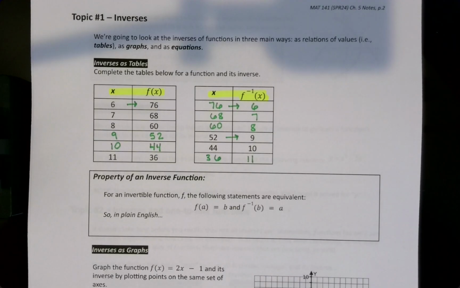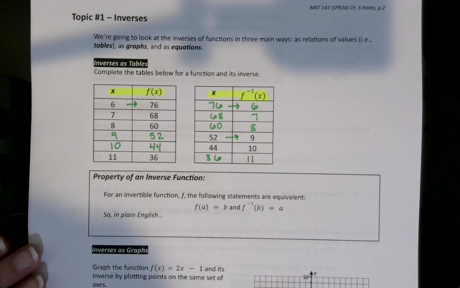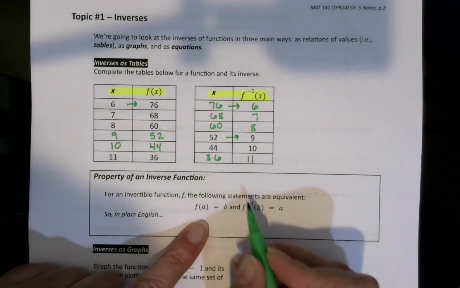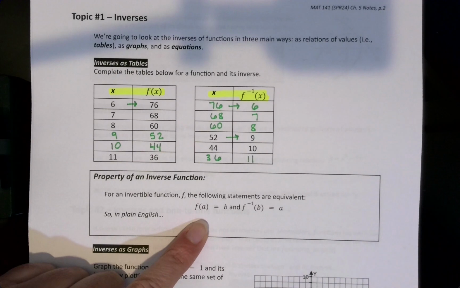Property of an inverse function. For an invertible function f, the following statements are equivalent: f of a is equal to b, and f inverse of b is equal to a.